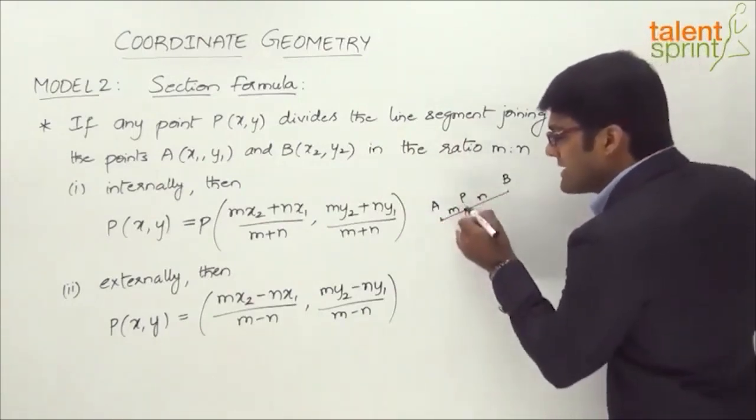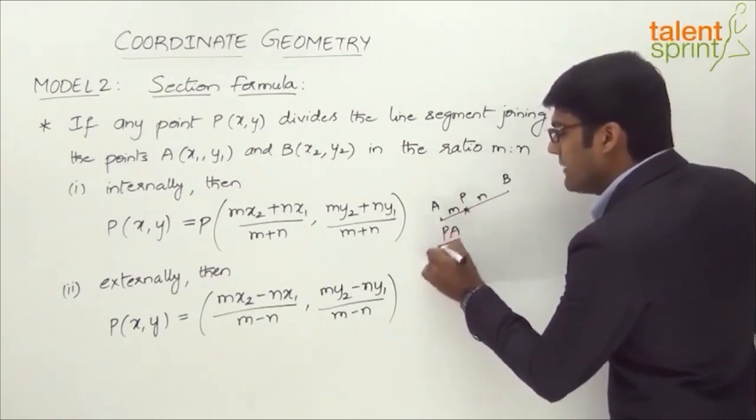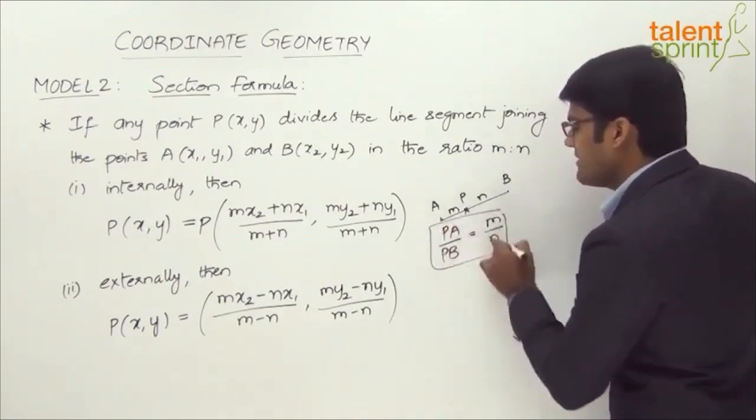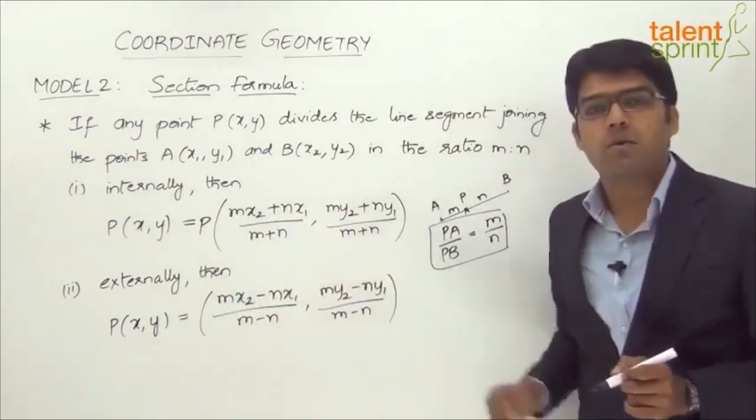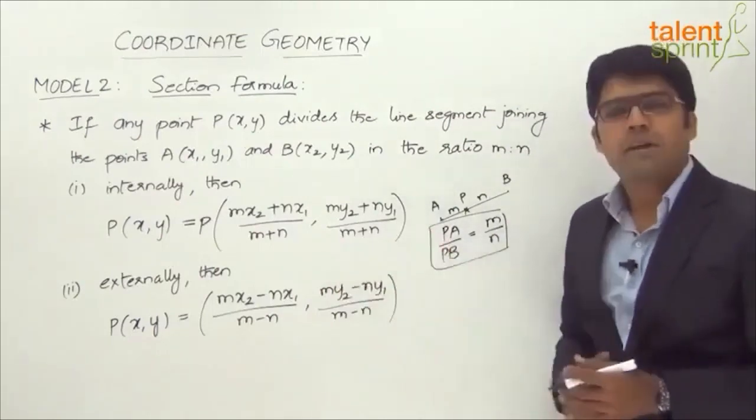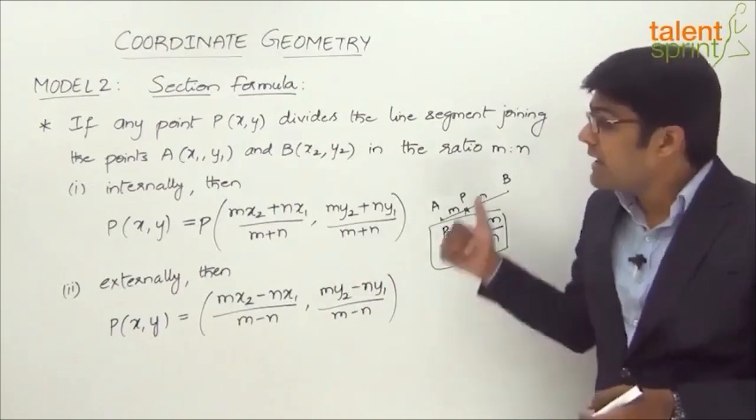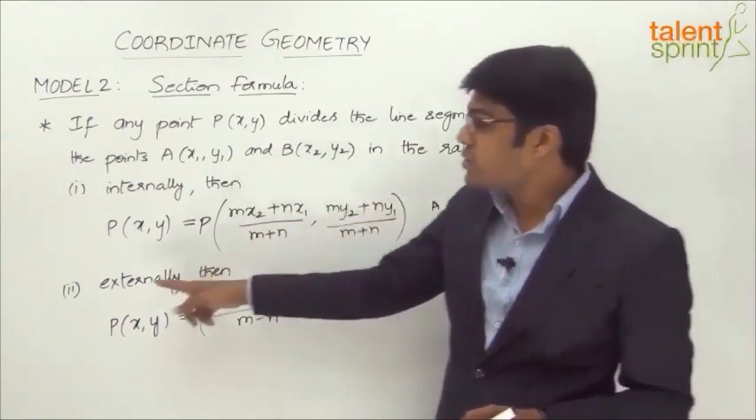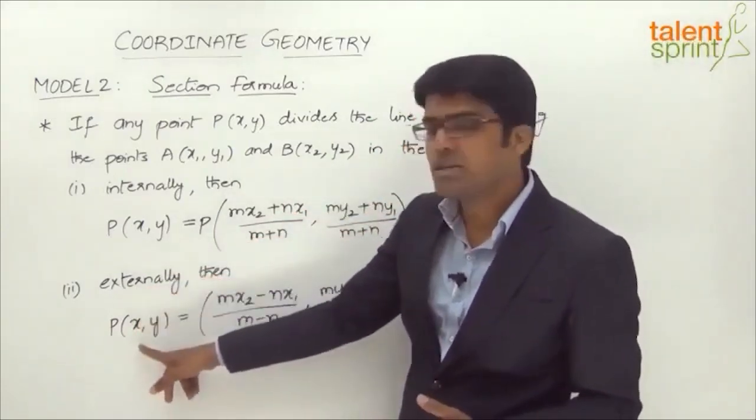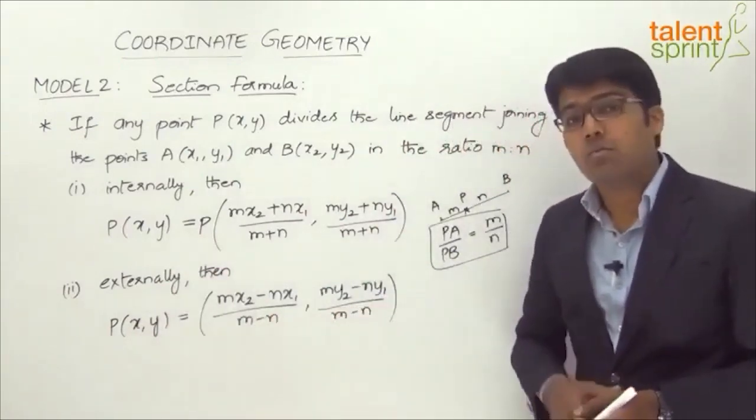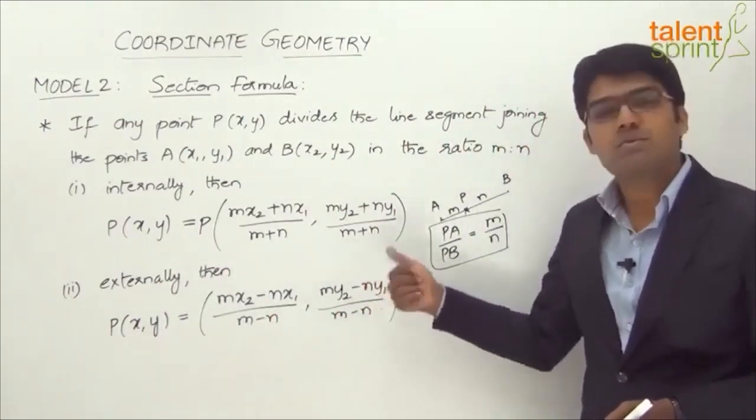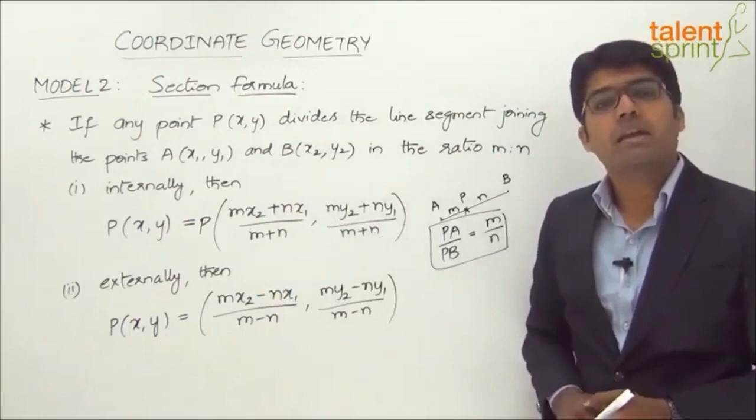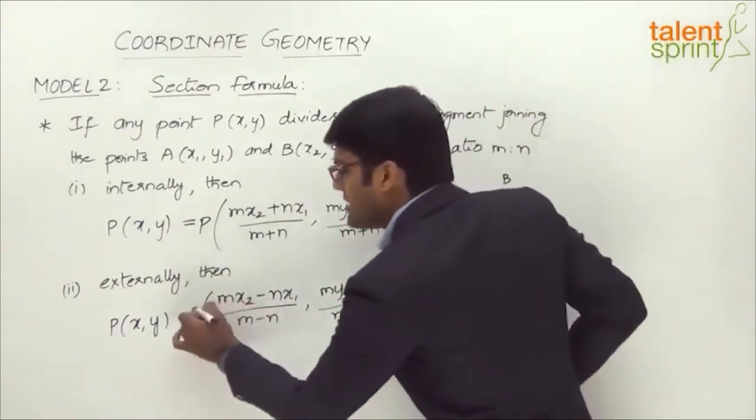So basically it means the distance PA divided by the distance PB will be in the ratio m by n. In such a case, we can calculate the coordinates of P using the given formula, (mx2 + nx1)/(m + n), (my2 + ny1)/(m + n). And in the case where P divides the line segment joining the 2 points in the ratio m is to n externally, then the coordinates of P can be calculated as (mx2 - nx1)/(m - n), (my2 - ny1)/(m - n). So the only difference is plus becomes minus when it divides in the ratio m is to n externally. So these will be the coordinates of the point P.